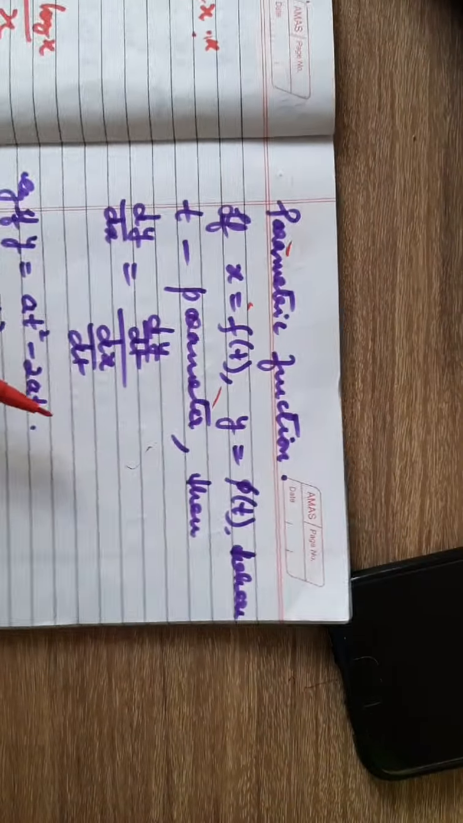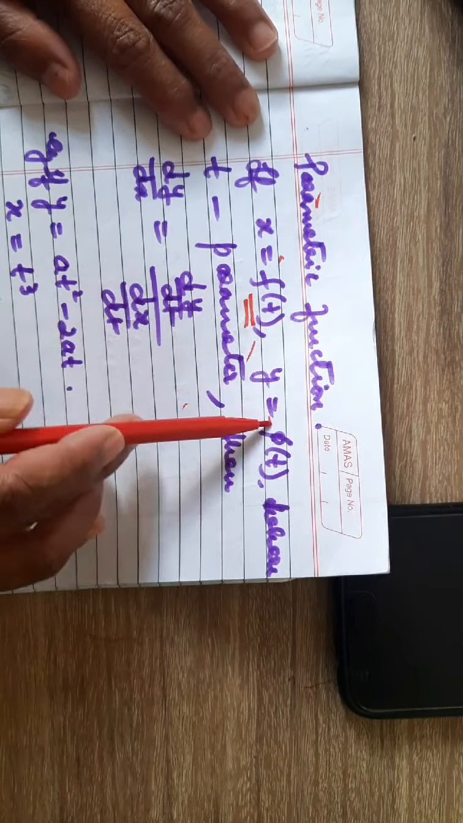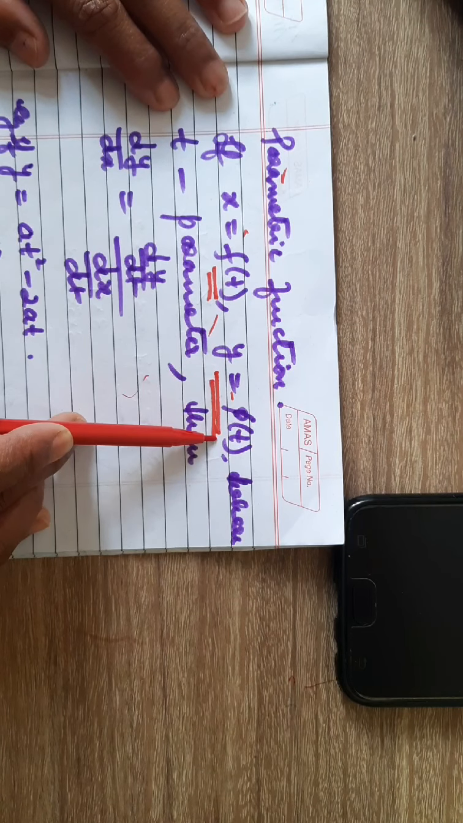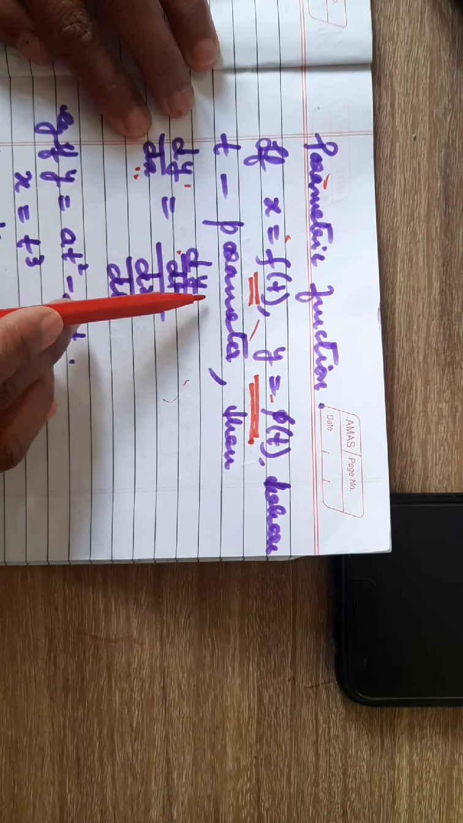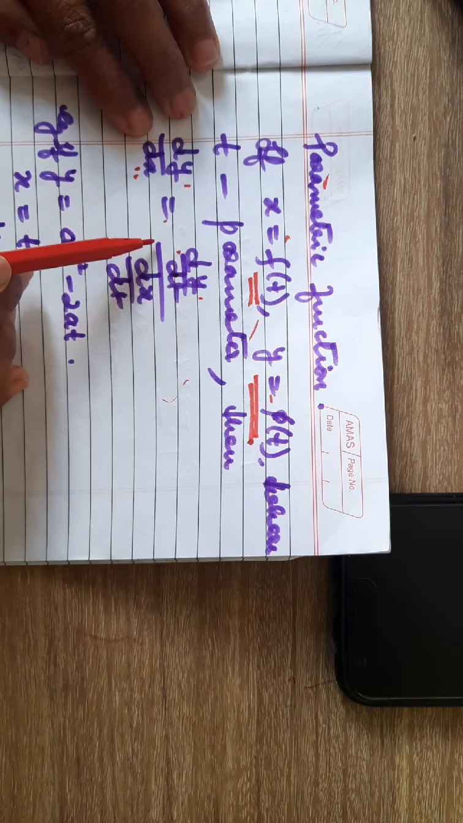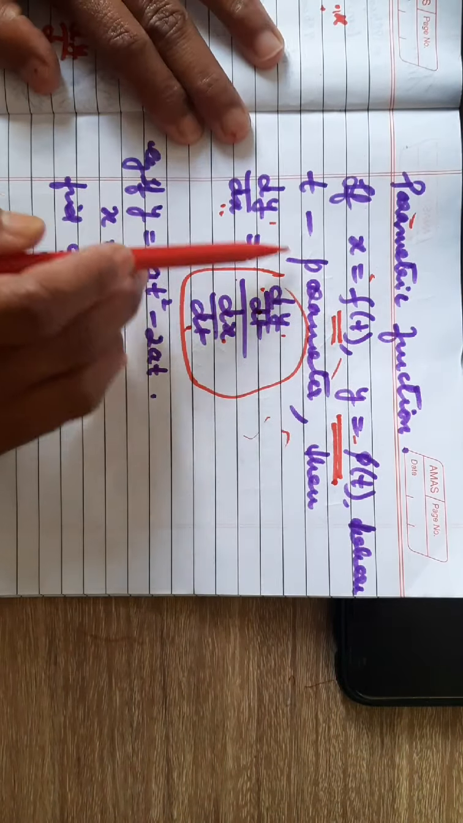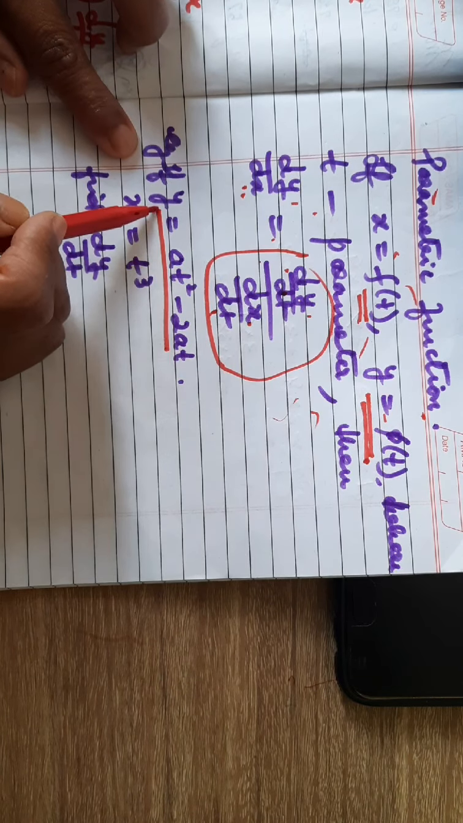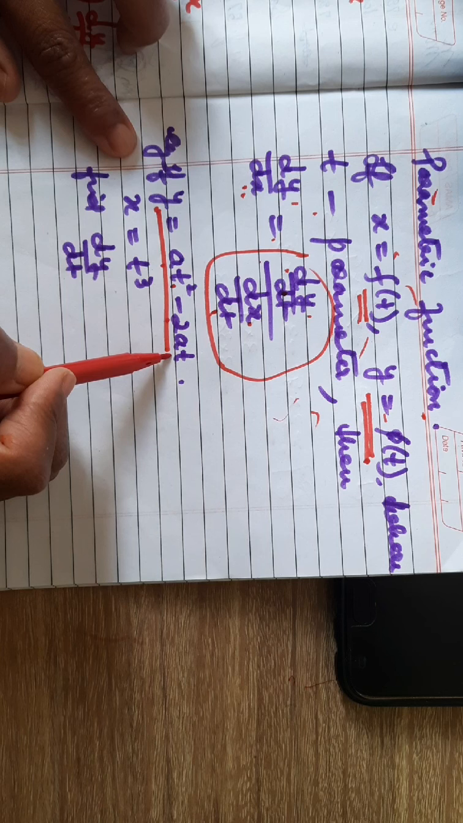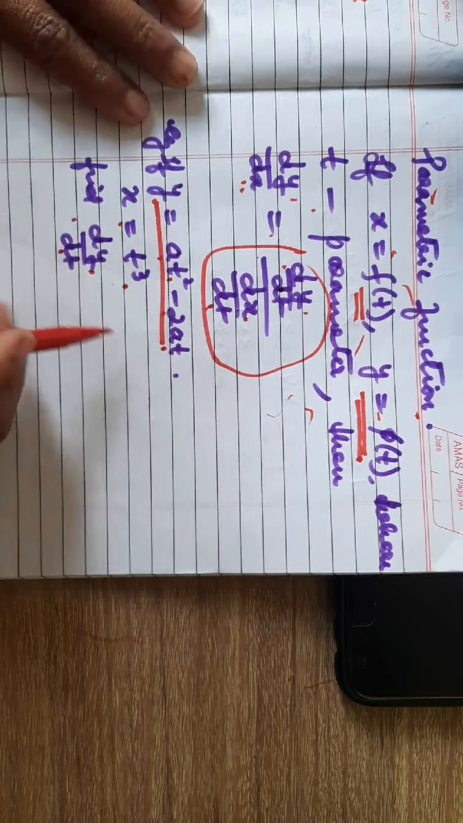Now the last one is this one, the parametric function. That means if x is a function of t and y is also a function of t, then in that case how to find out dy/dx? So dy/dx will be given by the formula dy/dt divided by dx/dt. So you have to remember this rule of finding the derivative of a parametric function. So now for example, if y is equal to at squared minus 2at and x is equal to t cubed, then how to find out dy/dx?